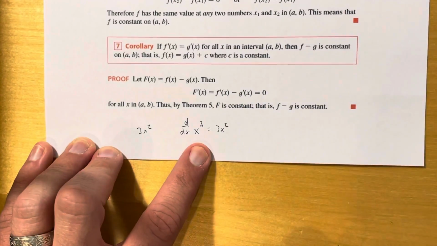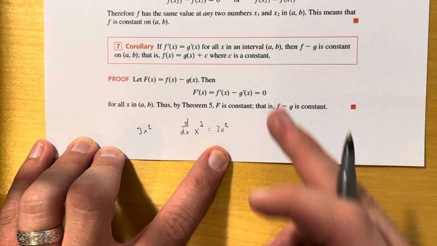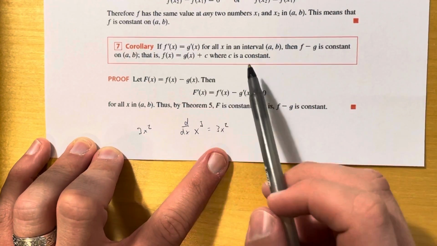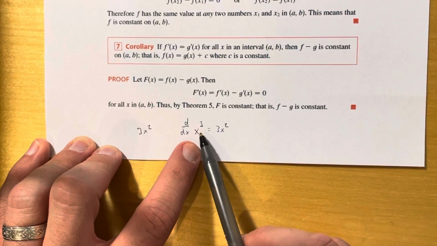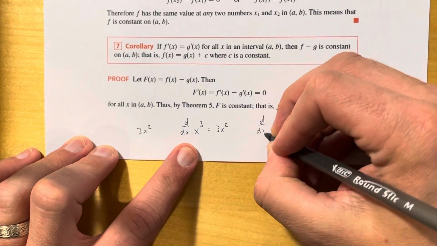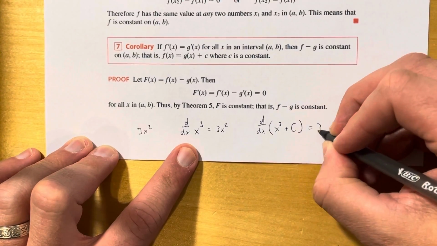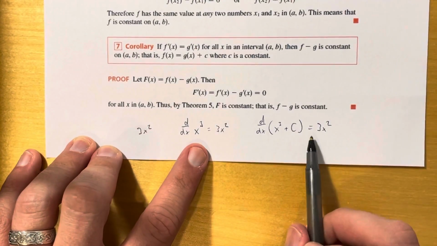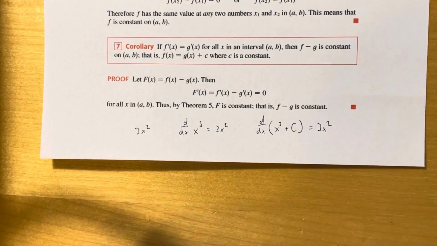But the question is, are there other functions such that this is true? And the answer is yes, but this corollary says that any other function that has a derivative equal to 3x squared must look like x cubed plus a constant. So for example, d/dx of x cubed plus any constant would also equal 3x squared. But no other functions can have 3x squared as a derivative. Okay? You need to remember this theorem for the end of chapter 4 because that's when we're going to use it. But that's going to wrap up 4.2 for us.